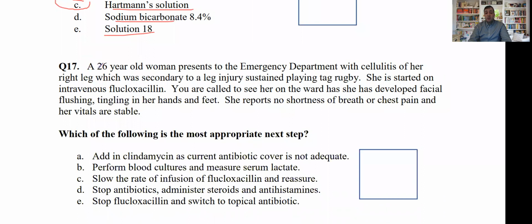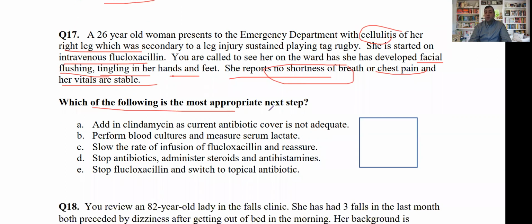So next question 17, a 26-year-old woman presents to the emergency department with cellulitis of her right leg, which was secondary to leg injury sustained playing tag rugby. She is started on intravenous flucloxacillin. You are called to see her on the ward. She developed facial flushing, tingling in her hands and feet. She reports no shortness of breath, and no chest pain, and her vitals are stable. Which of the following is the most appropriate next step?